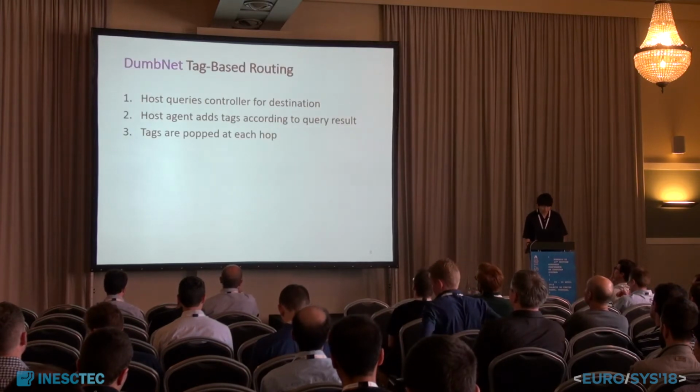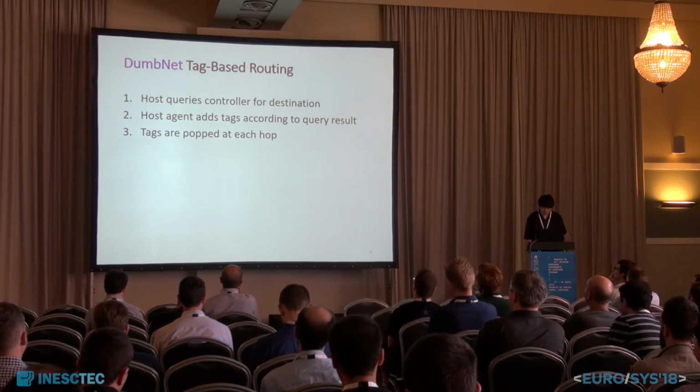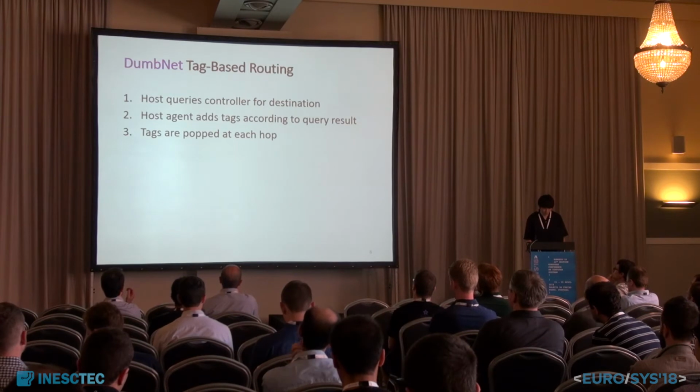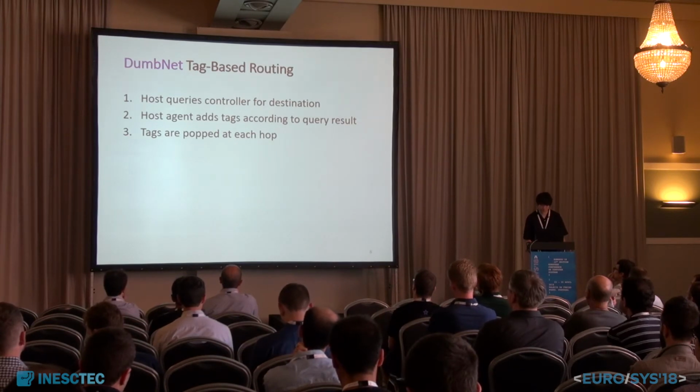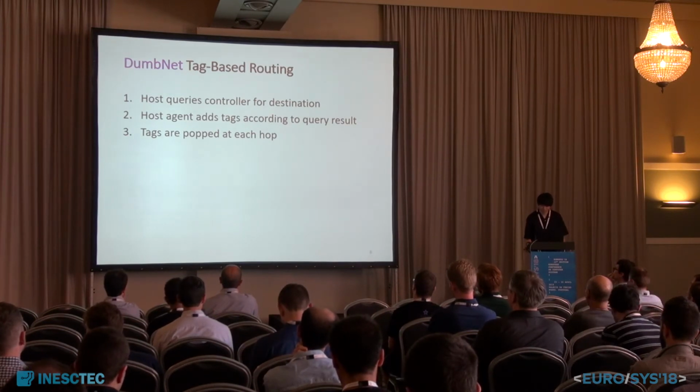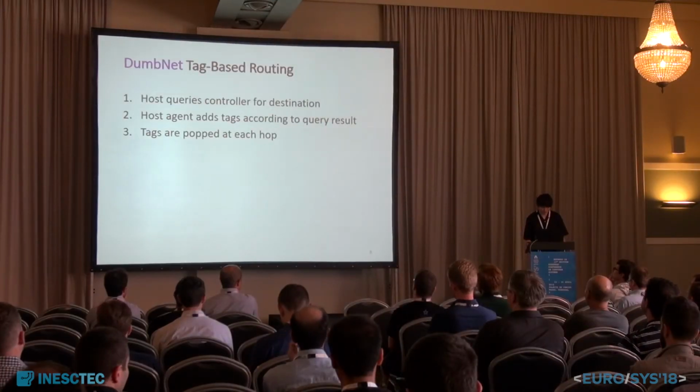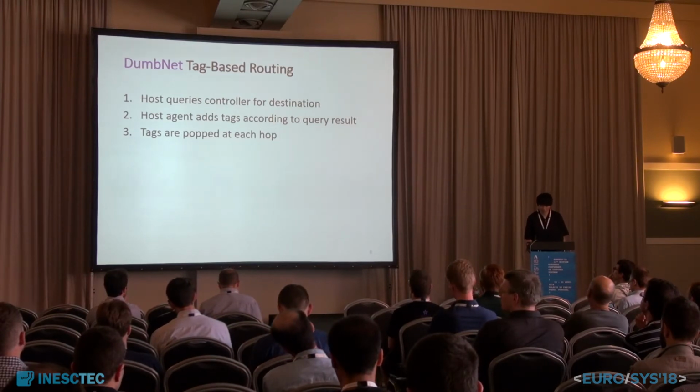Basically, DumbNet uses tag-based routing. When a host wants to send a packet, it will first query its controller for the destination. Then the host agent adds tags according to the query result. Thirdly, while the packet is transferred in the network, the tags are popped at each hop.